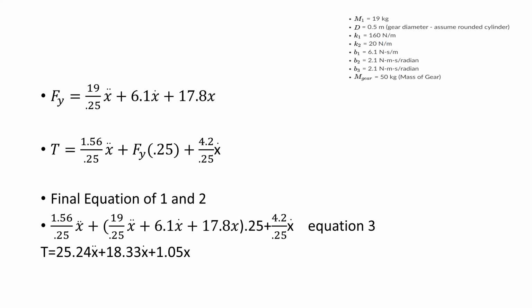I like to put my variables at the top here just so that I can quickly look at them as I plug them in. And now I just plugged everything into the equations, and T equals 25.24 x double dot plus 18.33 x dot plus 1.05 x is what we got here. Now we can take this and go to the Laplace transformation.